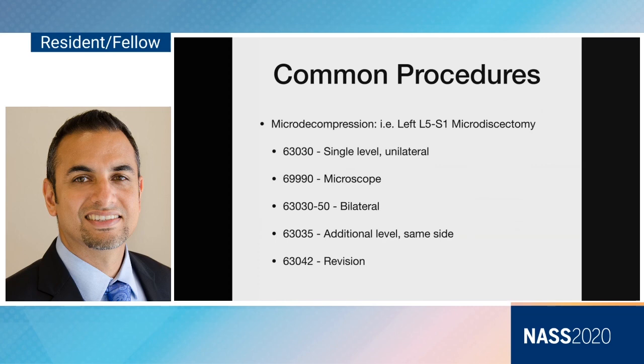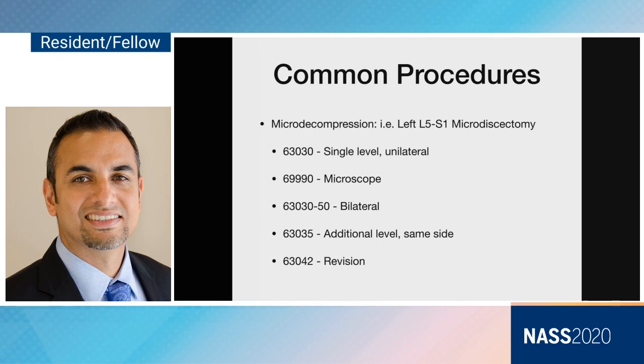So in this final section, I'm just going to kind of go through some common procedures to introduce the codes to you. We're going to start with the simplest of some surgery. So microdecompression, straightforward surgery. For example, left-sided L5-S1 microdiscectomy, single side, single level. So for that, you'd use 63030. That's a unilateral single level surgery. If you use the microscope, you can bill for this.